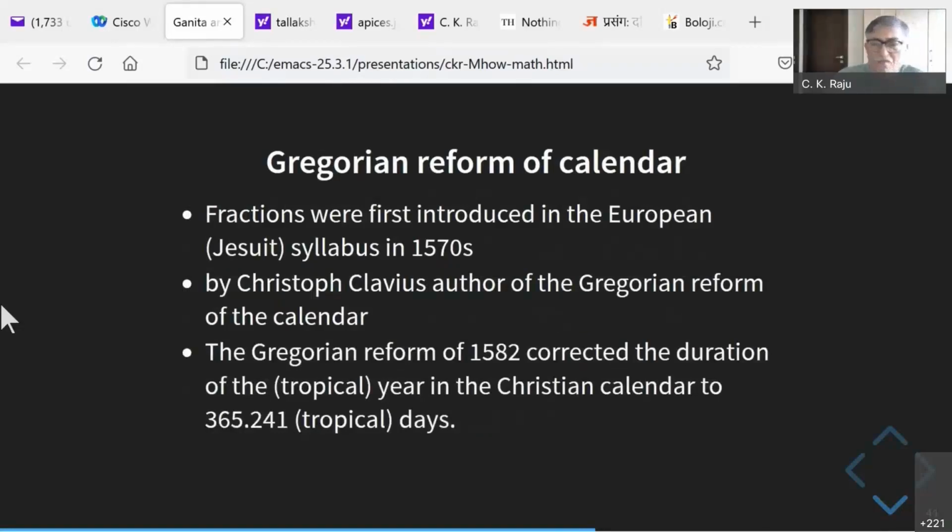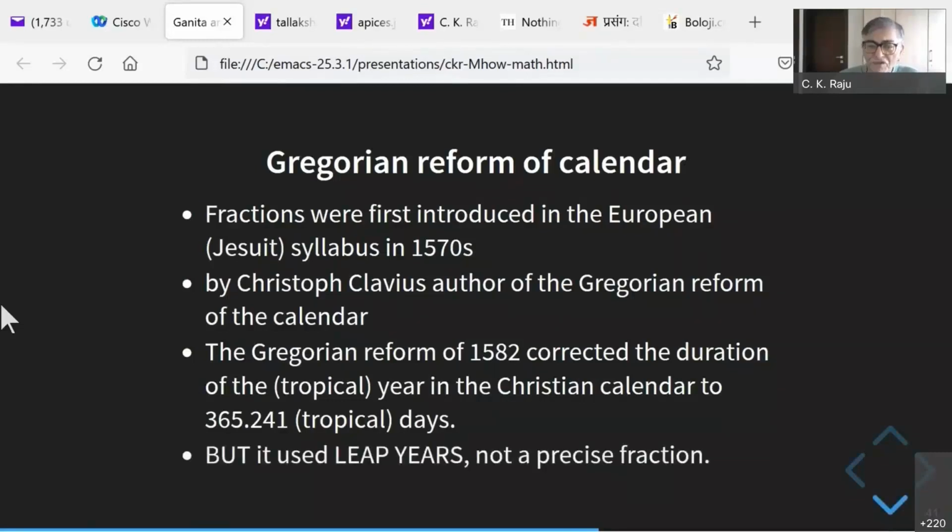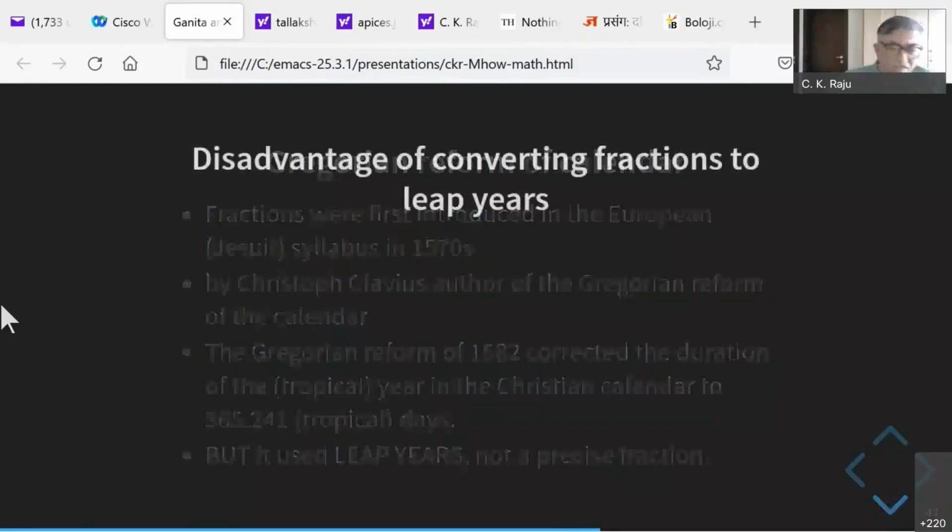See, the Gregorian Reform was done in 1582. And this is when fractions were first introduced in the European syllabus by Christoph Clavius, who authored that reform. And he wanted to say that the actual duration of the year is 365.241 tropical days. He couldn't say that. And so he still used the system of leap years.